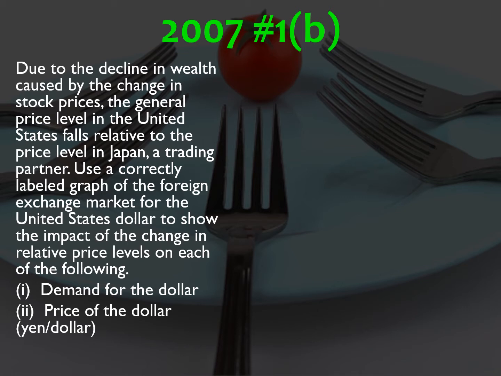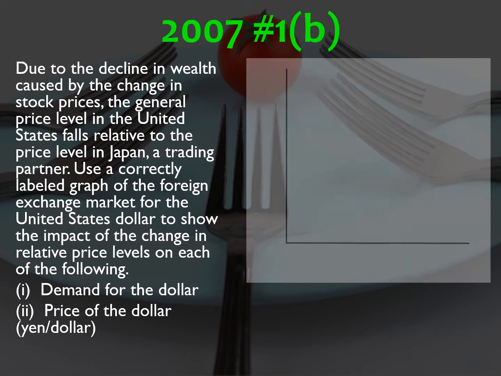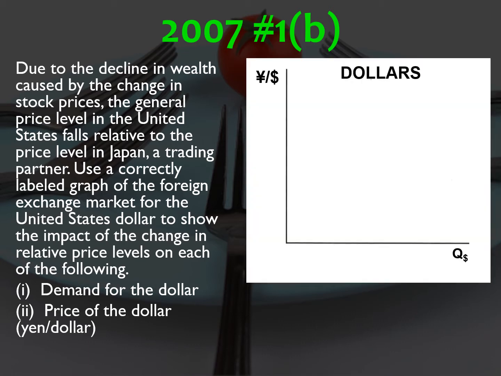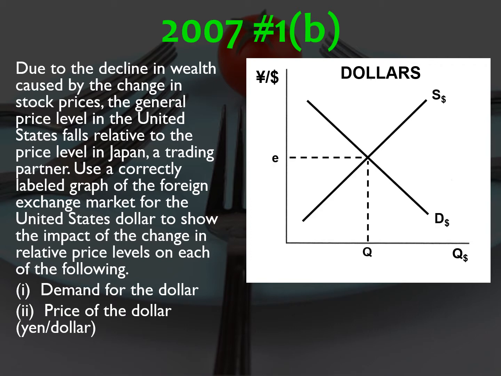Now, of course, on the 2020 AP exam, they will not be covering foreign exchange, but you can look at this anyway. So we're going to look at the dollar graph. The y-axis for dollars is going to be expressed in yen per dollar. That's the exchange rate. And the x-axis is the quantity of dollars. So let's start with supply of dollars and the demand for dollars. We have an initial exchange rate, which we'll call E, and initial quantity of dollars, which we'll call Q.